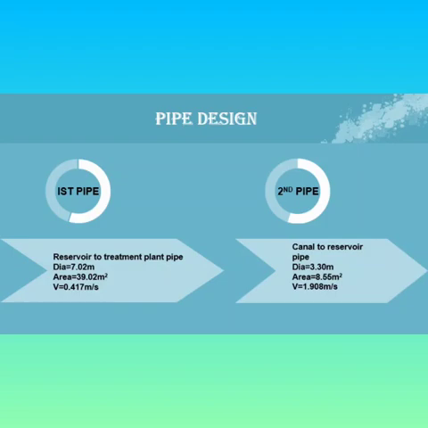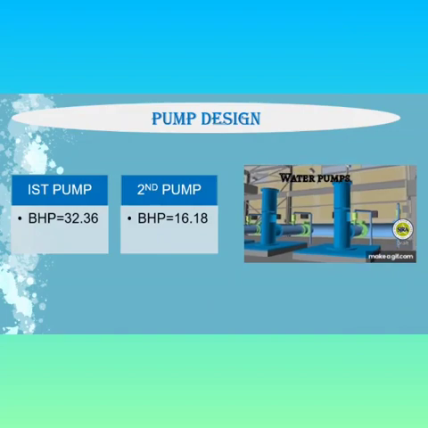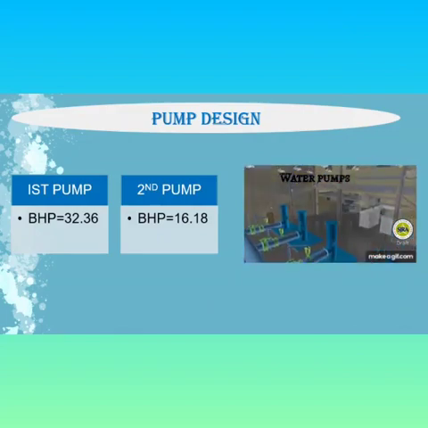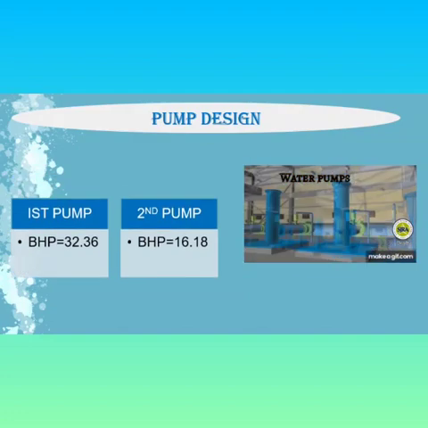Now the pipe design for this water treatment plant. Two pipes are considered. The first one is the reservoir to treatment plant pipe. The diameter of the pipe is 7, the area is 39 meter square, and the velocity is 0.4 meter per second. The second pipe is the canal to reservoir pipe. Its diameter is 3.3, area is 8.5 meter, and velocity is 1.9 meter per second. For the pump design, two centrifugal pumps are considered. The first pump BHP is 32.36 and the second pump BHP is 16.18.